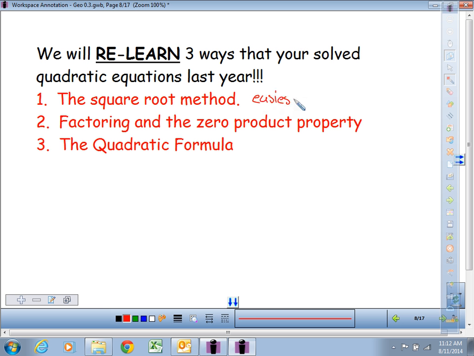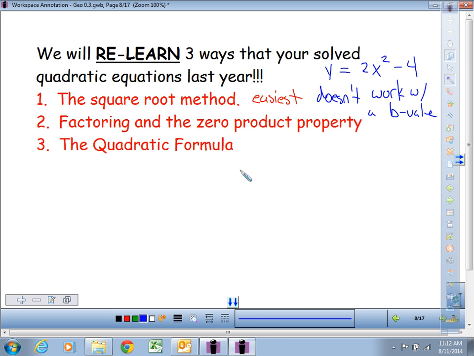The bad thing is this doesn't work with a b value. If we have an equation, this only works when you have something like this: y equals 2x squared minus 4. Notice there's an a value, there's a c value, but there is no x value there. So it doesn't work when you have a b value other than 0. That's the only time that one works. So that one's not real handy. It's really easy to use, but not real handy.